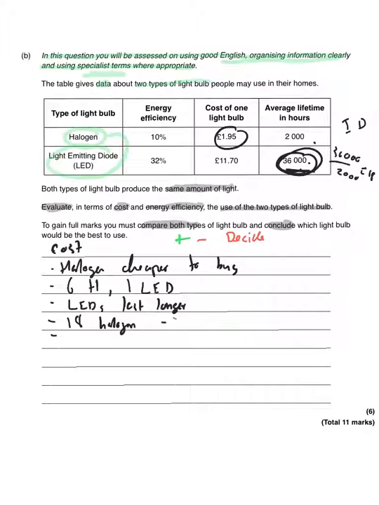18 halogens costs £35.10. You might also say that it just costs more to run halogen. So bear in mind this is worth 6 marks. We've already got 1, 2, 3, 4, 5, 6 marks there. So halogen is just much less energy efficient, so they cost more to run.